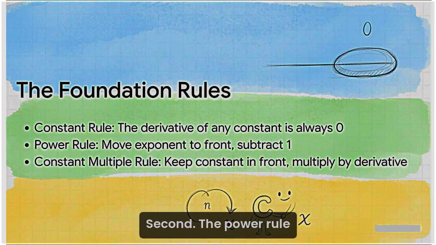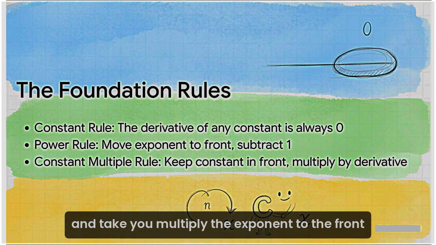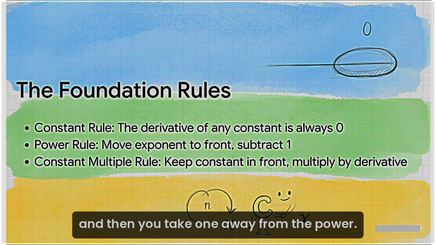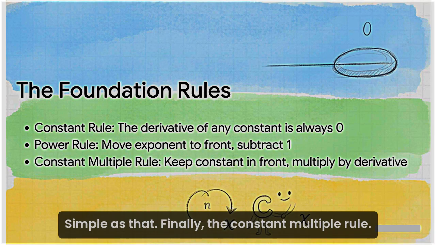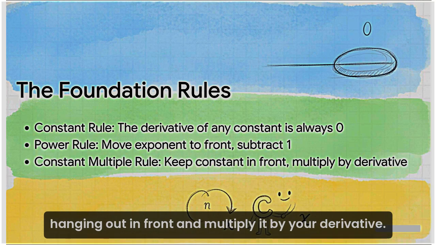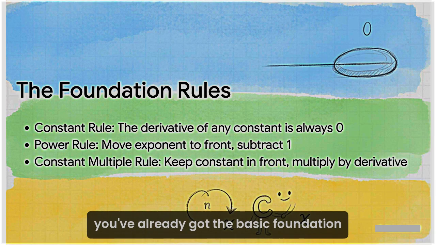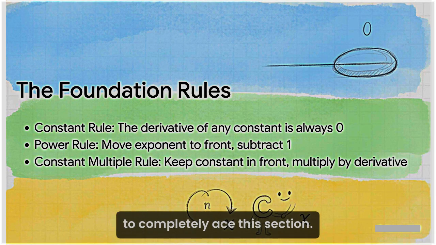Second, the power rule. A great trick here is to just remember times and take. You multiply the exponent to the front, and then you take 1 away from the power. Simple as that. Finally, the constant multiple rule. If a number is attached to an x, you just keep it hanging out in front and multiply it by your derivative. If you have these 3 down, you've already got the basic foundation to completely ace this.